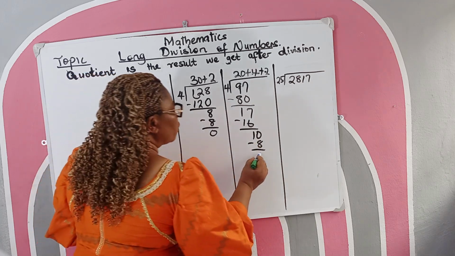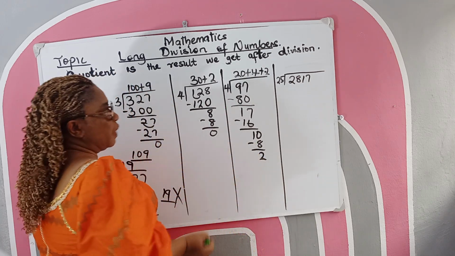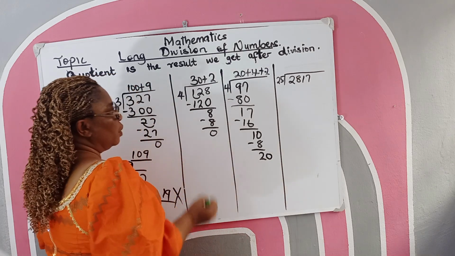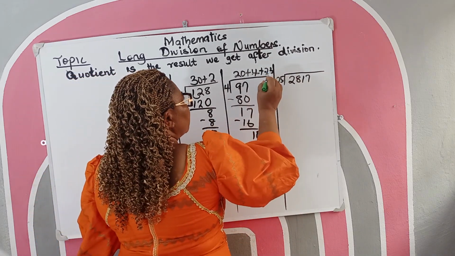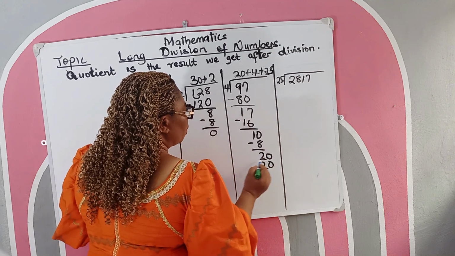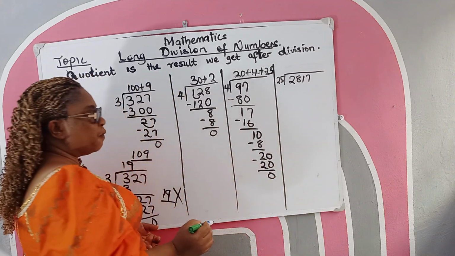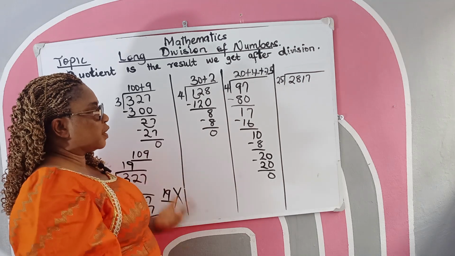10 minus 8 will give us 2. 4 cannot divide. You add 0. 4 divide 20 will give us 5. 4 times 5 will give us what? 20. Subtract, we now have 0. Look at this one again.